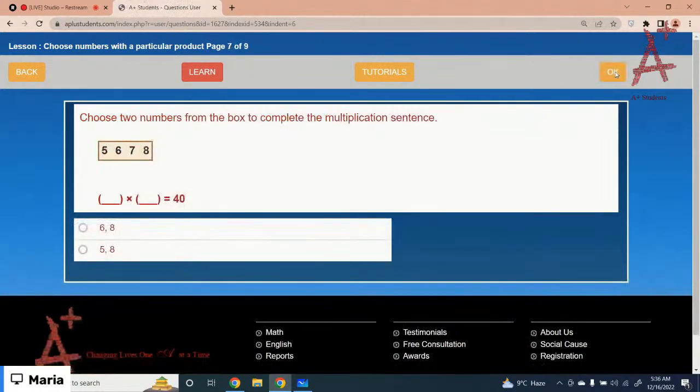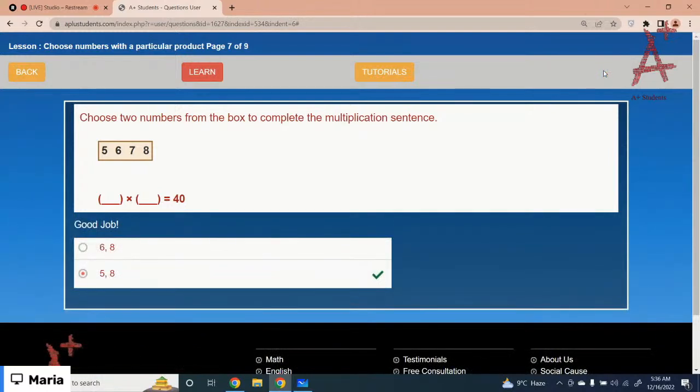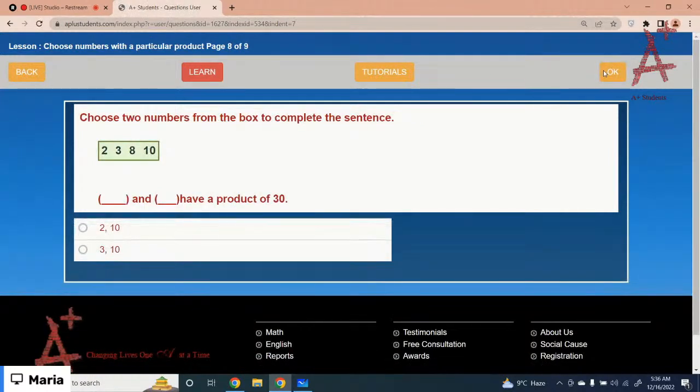Okay. Choose two numbers from the box to complete the multiplication sentence. Dash and dash equals 40. Which two numbers when multiplied make 40? Yes, 8 times 5 is 40. So the correct option is the second one. 5 times 8 is 40. Just select the correct option, then click on the OK button.